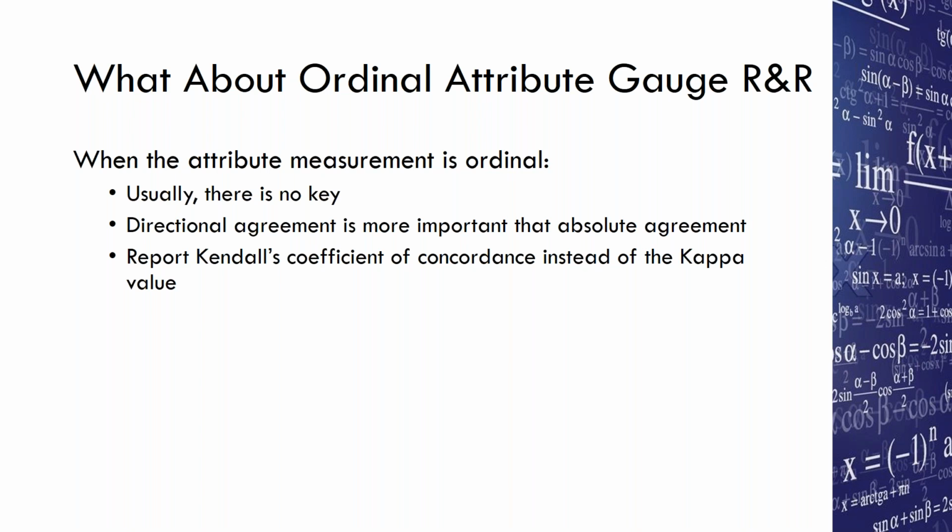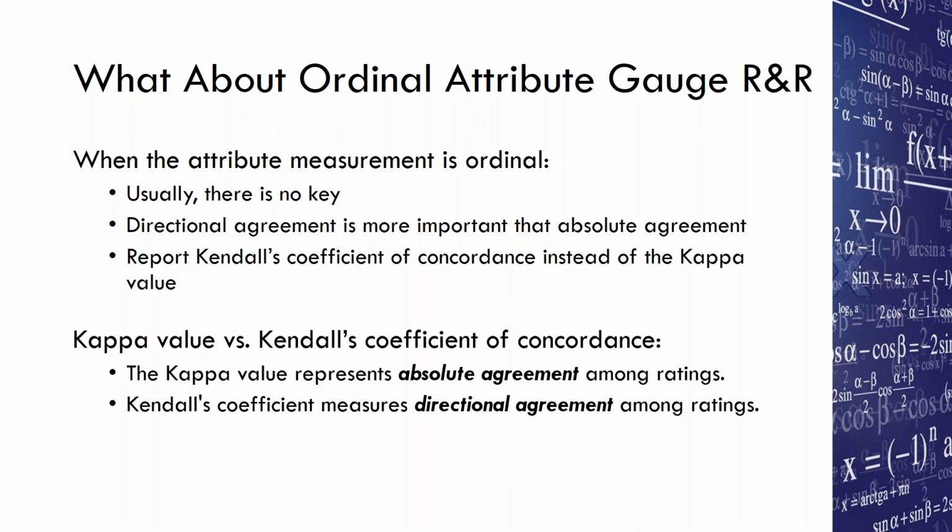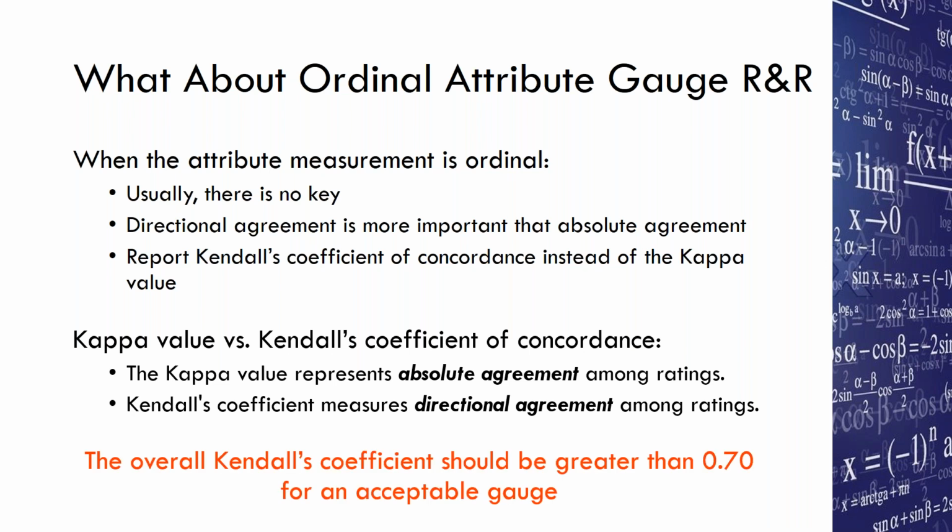Now, because of that, I want to remind you that the kappa value measures absolute agreement, while Kendall's coefficient is going to measure directional agreement. So we're going to use the Kendall's coefficient of concordance instead of the kappa value. This statement is just a reminder of what I just said: kappa value is going to represent the absolute agreement, so that's not going to be of use to us in this case, whereas Kendall's coefficient is going to measure directional agreement, and that is going to be useful to us. In general, as an acceptance guideline, we're going to look for a Kendall's coefficient greater than 0.7 in order for us to find an acceptable gauge.